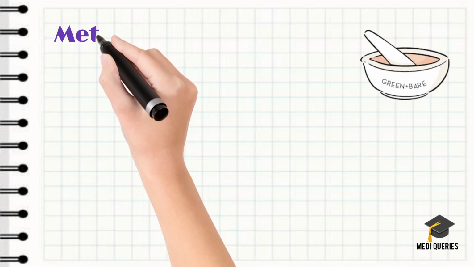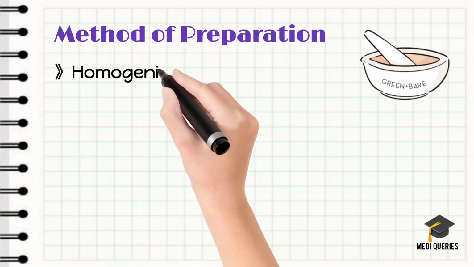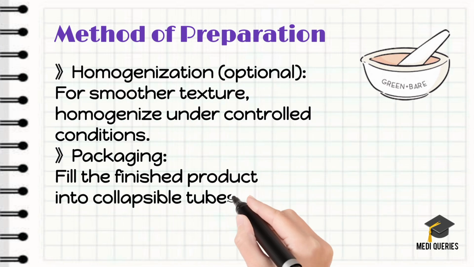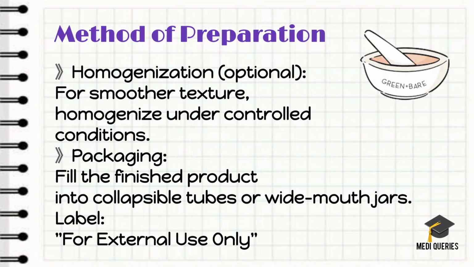It mainly ensures even distribution of all ingredients throughout the final product. And then packing: pack into collapsible tubes, jars or plastic containers under hygienic conditions. Each step must be done with care to ensure the consistency, uniformity and patient safety. Okay, so these are all the various steps involved in the formulation of pastes.